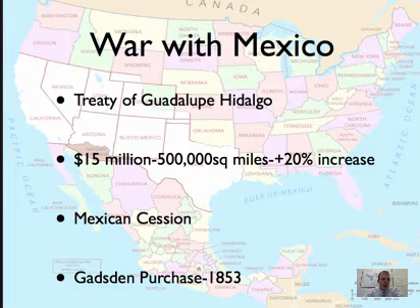It's very important. It's the second largest increase in U.S. territory right after the Louisiana Purchase. It's 500,000 square miles. It increases the size of the nation by 20%. And maybe even more importantly, we gain additional Pacific ports. We gain an important, valuable port in San Diego and in San Francisco.